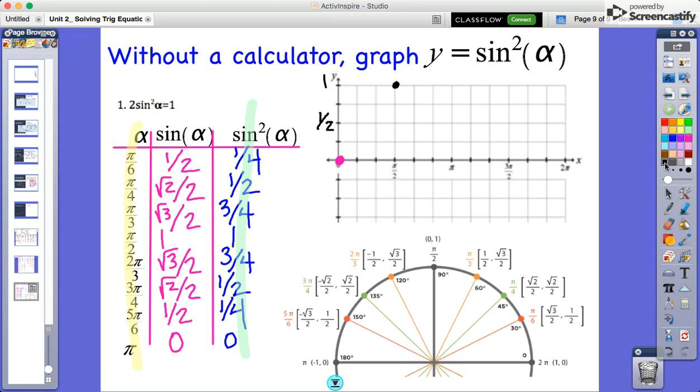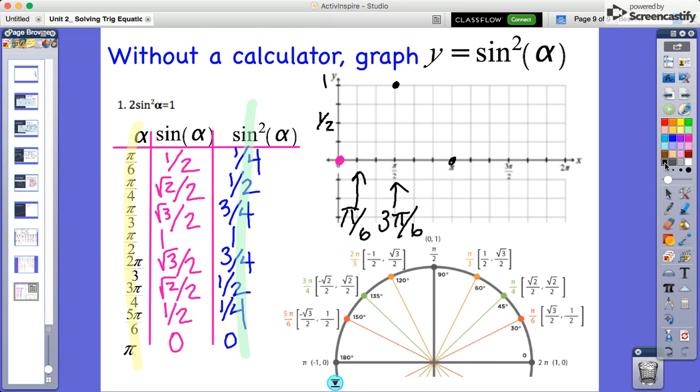Then the next one that I have is pi. And at pi we have 0. So this is not nearly enough to make my sine curve look like anything. So I can go to pi over 6. If this is pi over 2, I can rewrite pi over 2 as, if I want 3 pieces, 3 pi over 6, which means that this first tick is pi over 6.